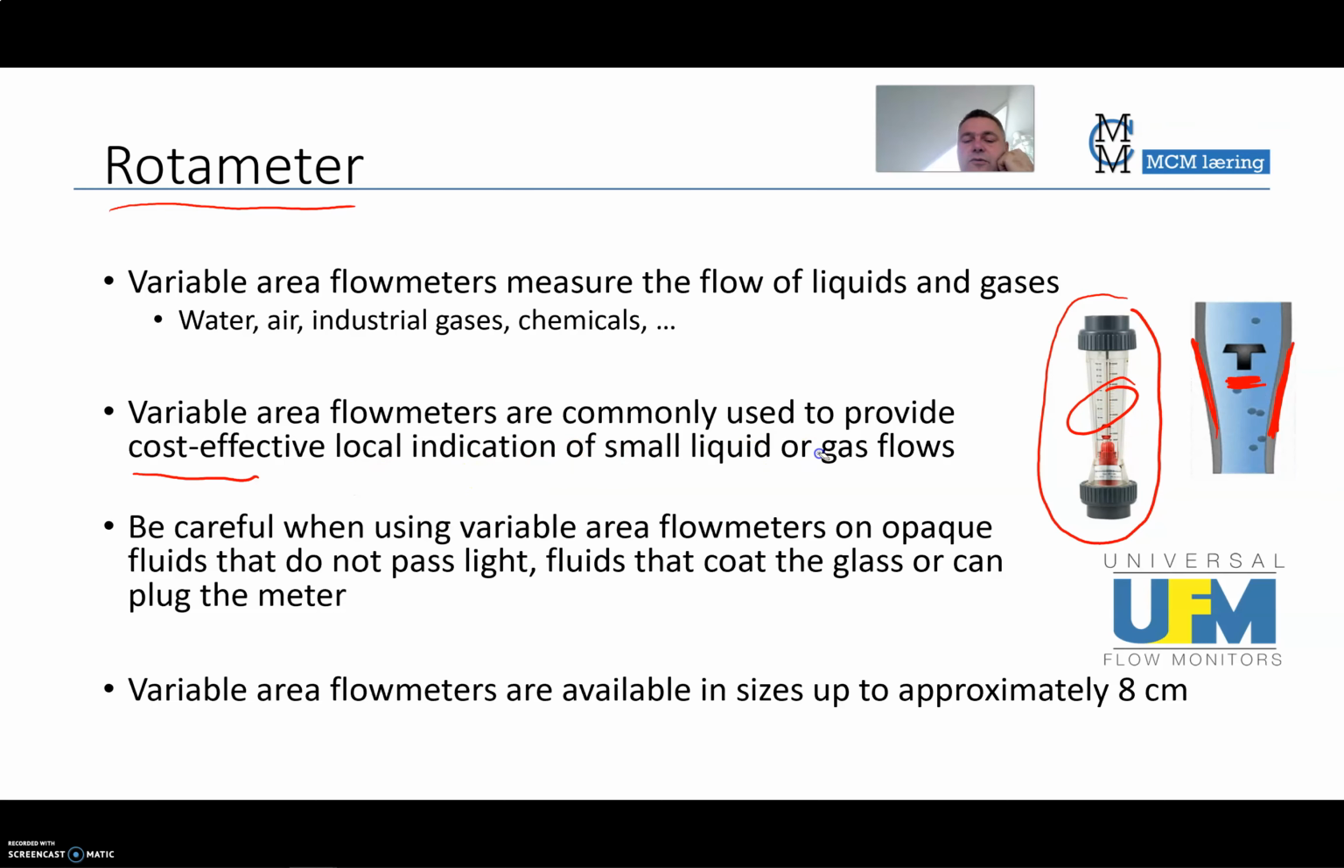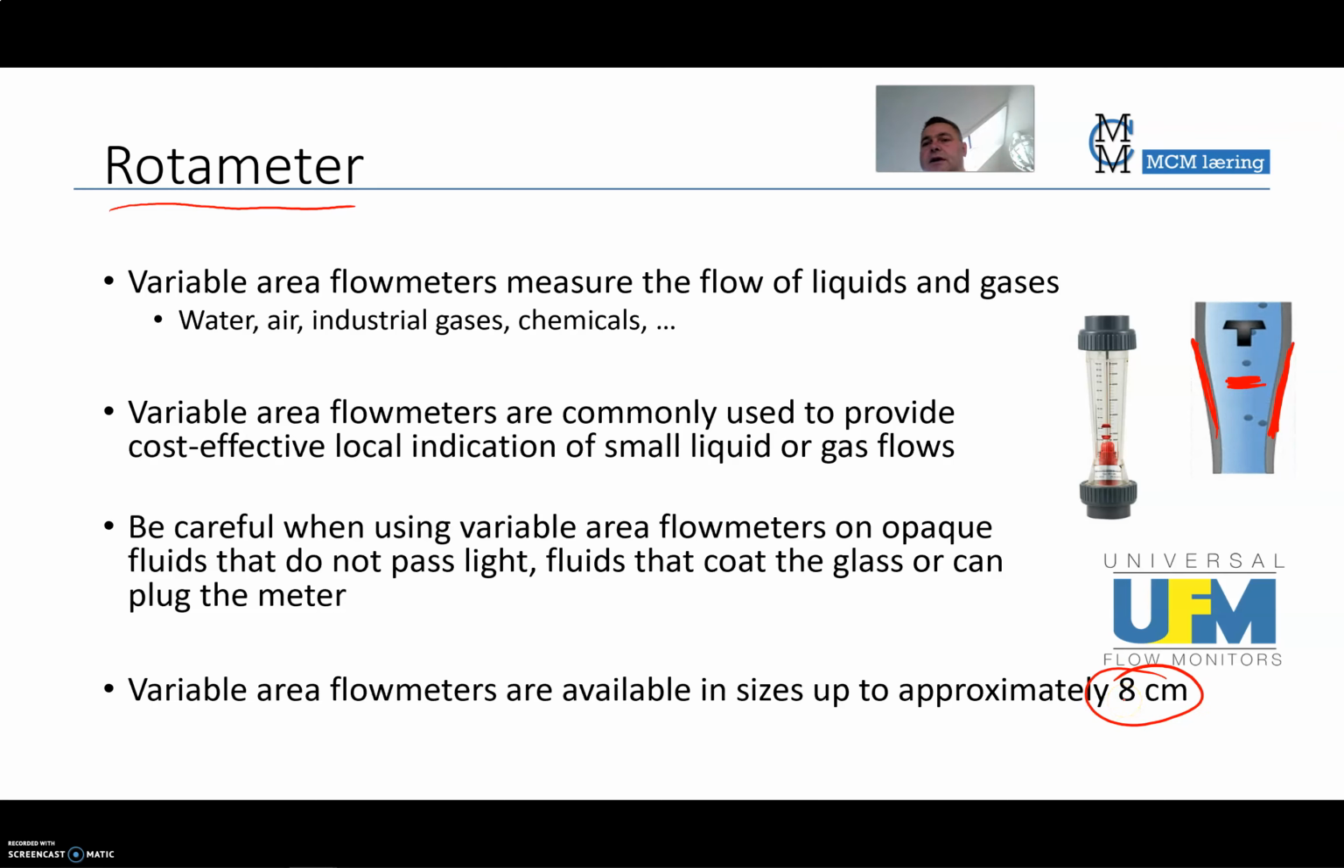And they are used for small flows. You cannot use it for, like, a waterfall or something like that. You need to be careful when using it because you need to use fluids that will pass the light through. You cannot use it for totally black fluids, for example, and they can vary in size up to 8 centimeters, which will indicate the flow rate. Of course, you can make a reading. You can use elements to read where this little object is, but they are mainly used for direct reading on site.